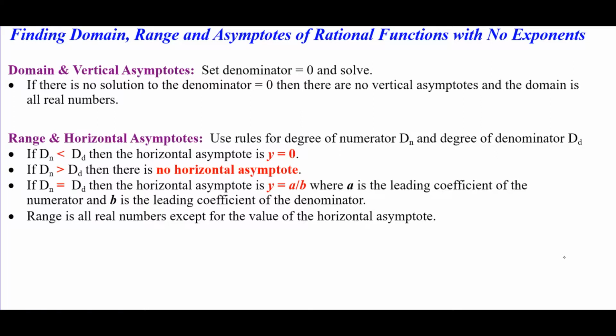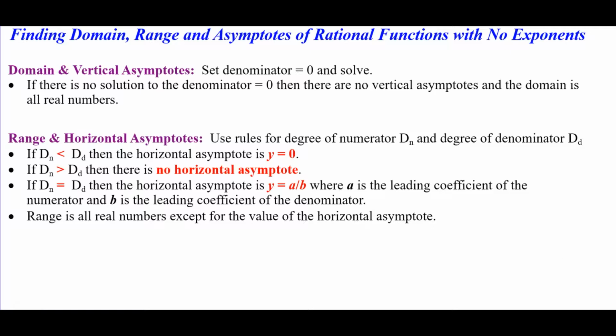For our range and our horizontal asymptotes, we're going to use the rules that we had about the degree of the numerator and the denominator. So if the numerator degree is smaller, then the horizontal asymptote is y equals 0. If the numerator degree is bigger, then there's no horizontal asymptote. If the numerator and denominator degrees are equal, remember we divide the leading coefficients. And then my range is going to be all the numbers except for the value of the horizontal asymptote.